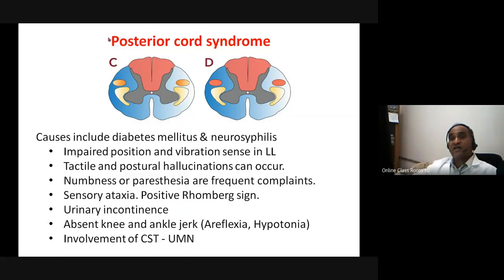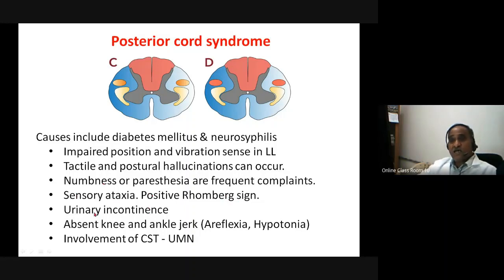Then there is an instability, what is called sensory ataxia. This is detected by asking the individual to stand with closed legs and close the eyes. When he does that, he will not be able to maintain balance, he will fall. This is called a Romberg sign, positive Romberg sign, sensory ataxia.